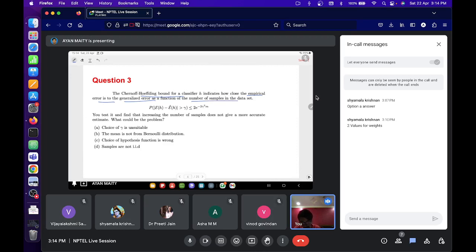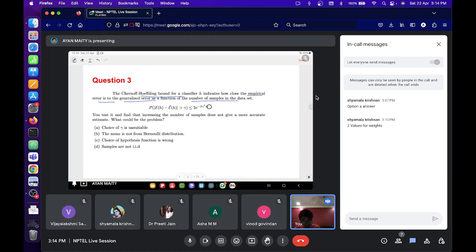You test it and you find out that increasing the number of samples does not give a more accurate estimate. What could be the problem? So the number of samples is this M. M is the number of samples. So you test your hypothesis using this bound, and even if you increase the number of samples, it is not giving you a more accurate estimate. So what could be the problem?